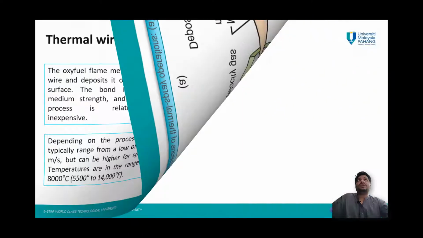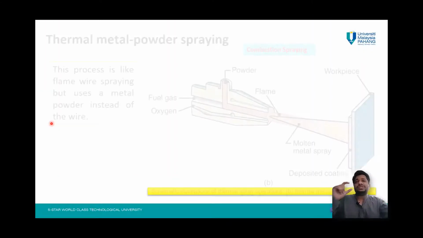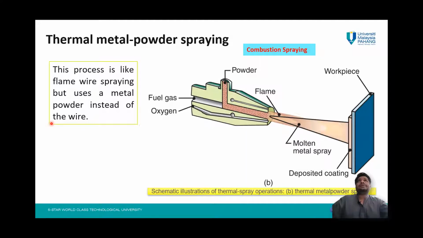Next, we move on to plasma coating, or the way in which electricity is used to supply the heat. First, this is thermal metal powder spraying, in which you've got powder. Previously it was wire, now we have powder. This is also a combustion type spraying process, in which you've got oxygen coming, fuel coming, we are burning it, then the powder comes in, it melts, and then it is deposited onto the surface. This process is also like flame wire spraying.